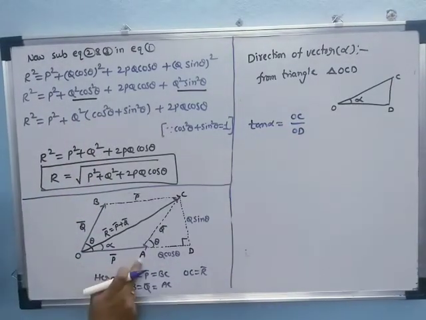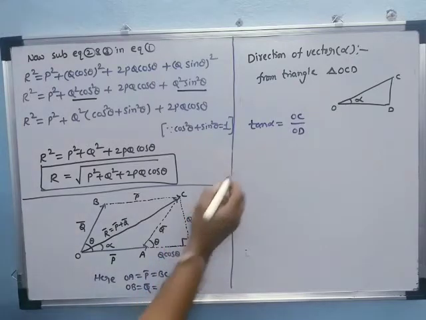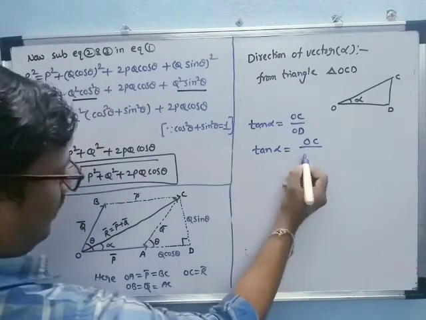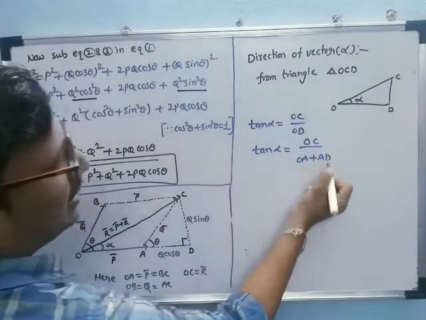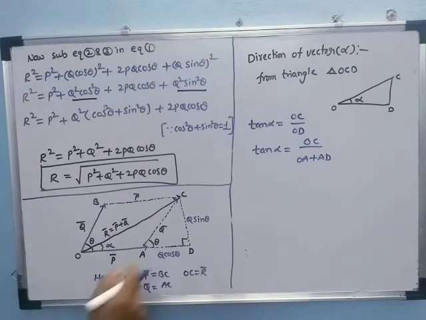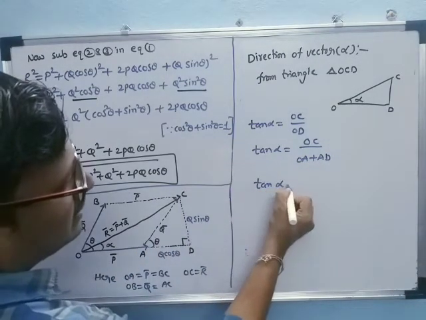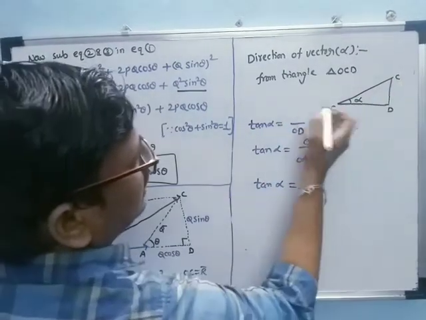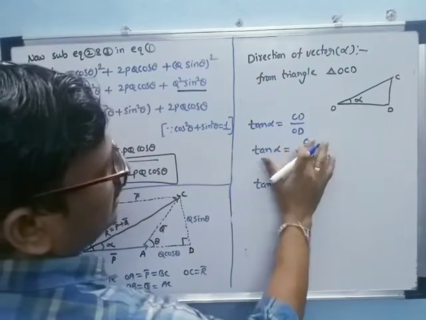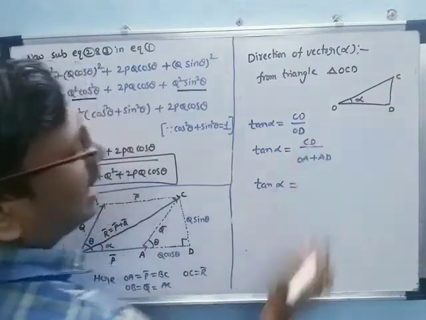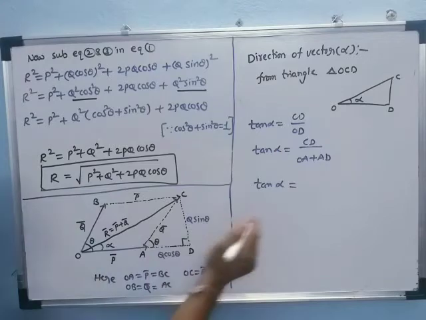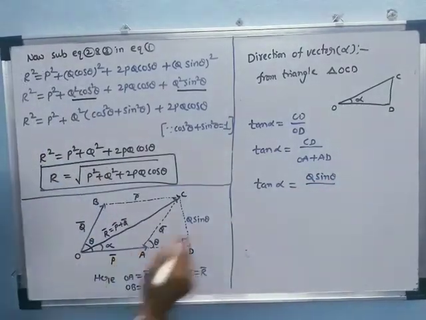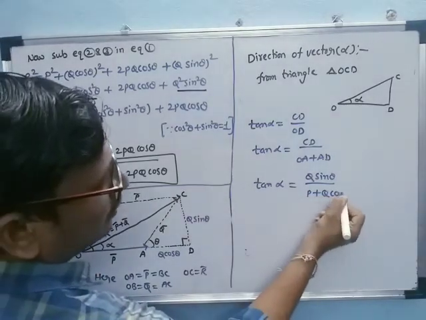OD, what we can write as OA plus AD. Then tan alpha is equal to OC by OA plus AD. Now substitute the values. Tan alpha is equal to, sorry, CD by OD. CD, how much is there? Q sin theta by OA. OA, how much is there? P plus Q cos theta.